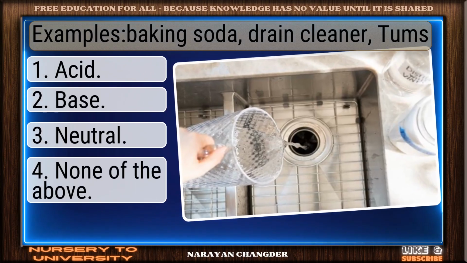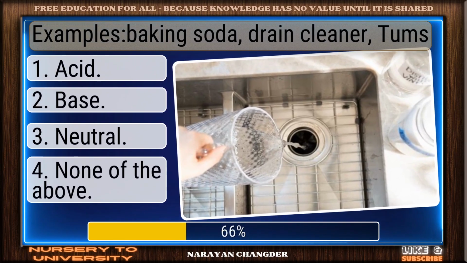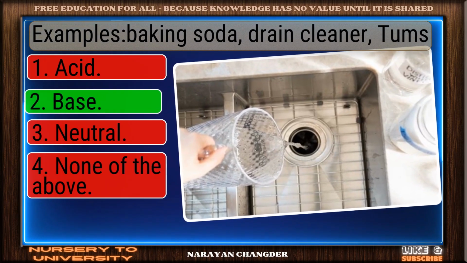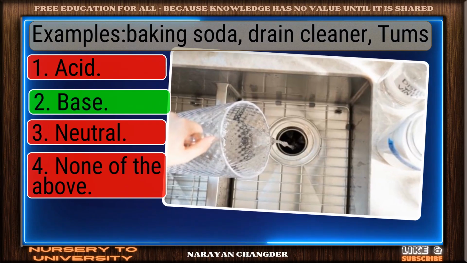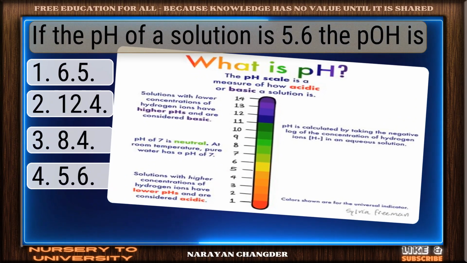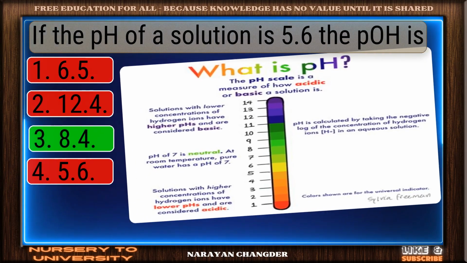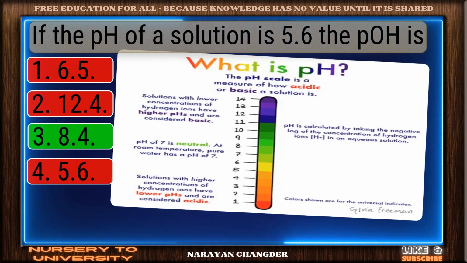Question number 7. Examples: baking soda, drain cleaner, Tums. You're right. Base is the correct answer. Question number 8. If the pH of a solution is 5.6, the pOH is. Well done. 8.4 is the right choice.